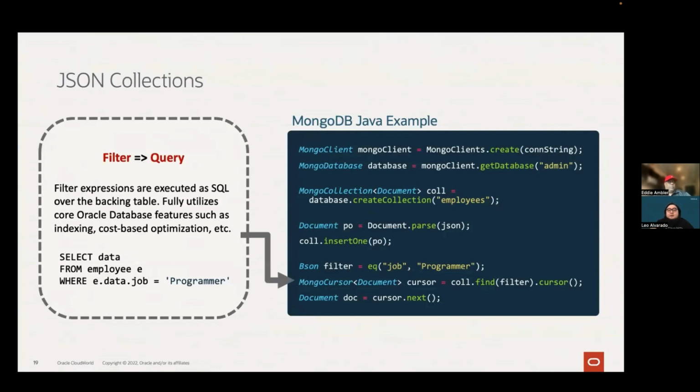So here, you can also run a SQL version of your JSON query. The filter in JSON is your SQL query in your RDBMS. When filter expressions are executed as SQL over a backing table, the benefit here is that you can fully utilize the core Oracle database features, such as indexing, cost-based optimization, and more, and it gives you the option to query your data via JSON or via SQL.